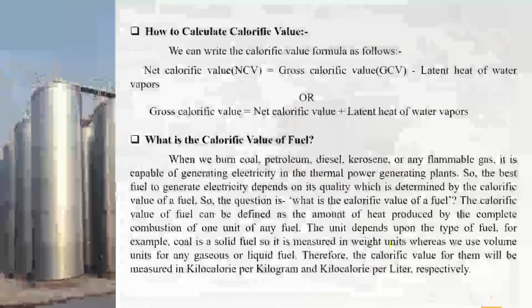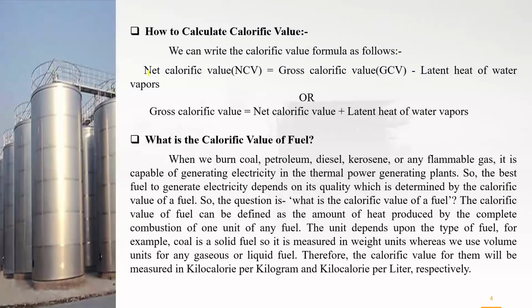Now, how to calculate the calorific value? Net calorific value is the gross calorific value minus the latent heat of vapors, as the heat of water content is not included in the net calorific value. However, in the gross calorific value, we add the heat content of water vapors also. And that is the gross calorific value. So, as clear from the formulas also, it will be higher than the net calorific value.